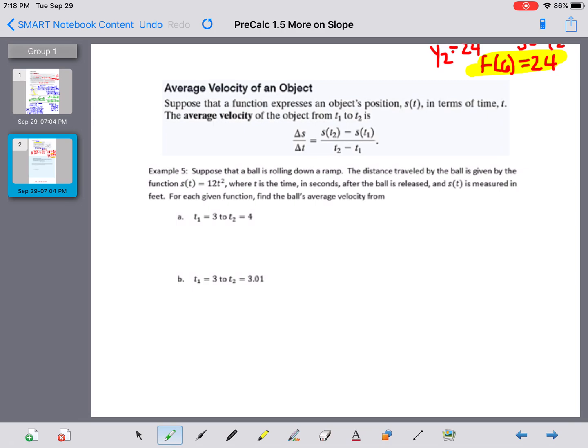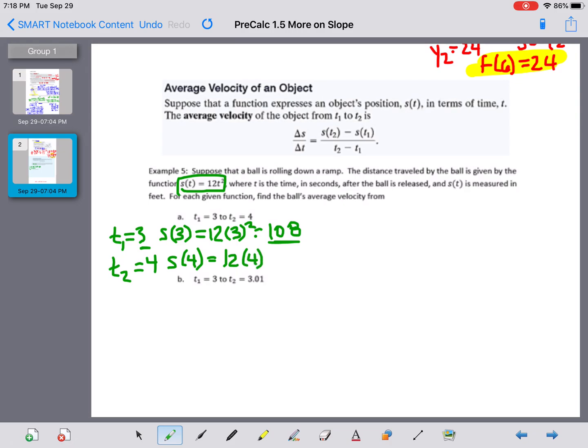Okay, so once again, if I have this function, s of t is 12t squared, and I know my time is 3, I'm going to plug in my time of 3. So s of 3 equals 12 times 3 squared. 3 squared is 9 times 12 is 108. Okay, so my 108 goes with my 3. t2 is 4, so I'm going to plug in s of 4, and I'm going to get 12 times 4 squared. So 4 squared is 16. 16 times 12 gives me 192.